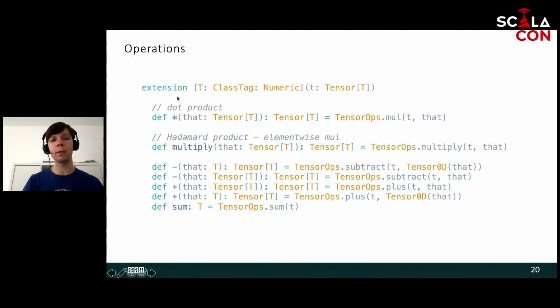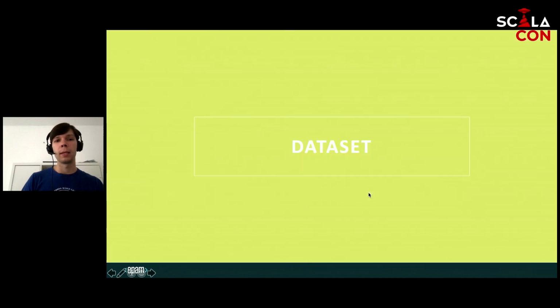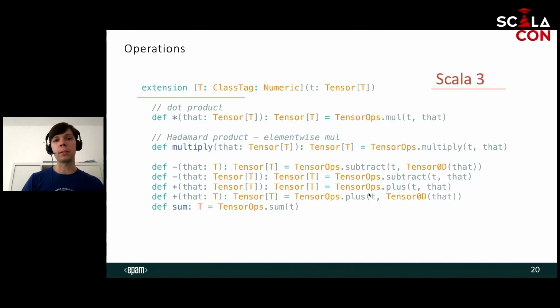You already saw how matrix multiplication can be done in a naive way. That's encapsulated here in small methods. Yeah, that's what I mentioned, that we used the extension from Scala 3.